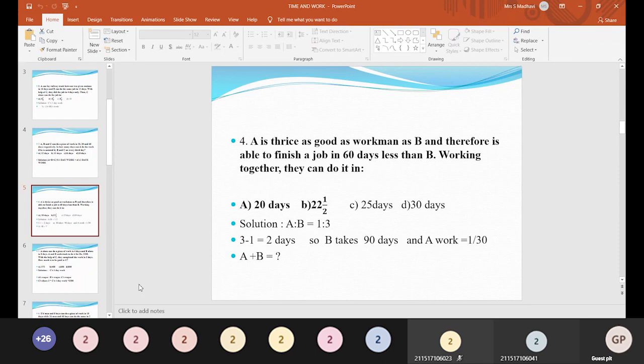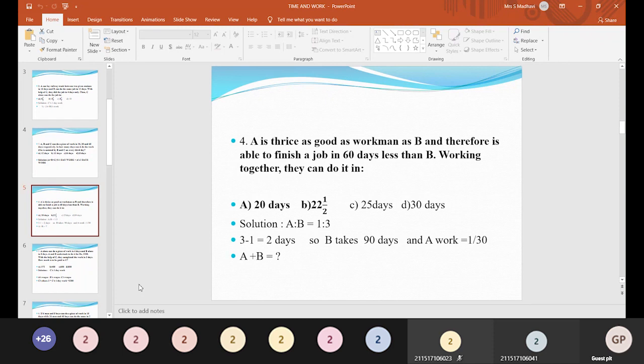Now A takes 30 days to do the work. A's 1 day's work is 1 by 30. See, B takes 90 days, then A takes 90 minus 60, which is just 30 days. So A's 1 day's work is 1 by 30, B's 1 day's work is 1 by 90. A plus B's 1 day's work is equal to 1 by 30 plus 1 by 90, which is equal to 4 by 90, which is equal to 2 divided by 45.